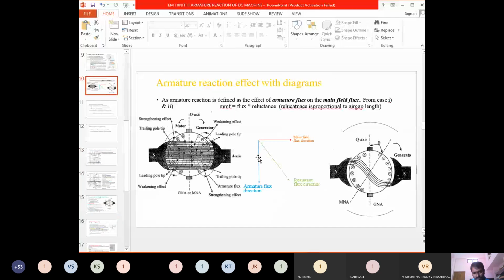So when the armature flux is moving downwards and the main field flux direction is towards the right side, the resultant flux is in the cross. And that's what we can see, and we call this the cross magnetization effect. Am I clear or not? Any doubts? Let me repeat.